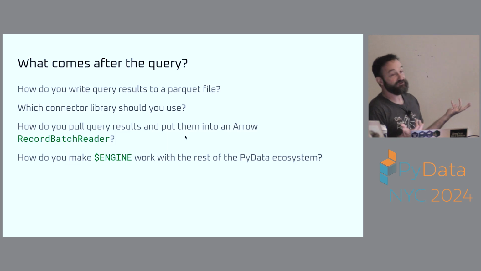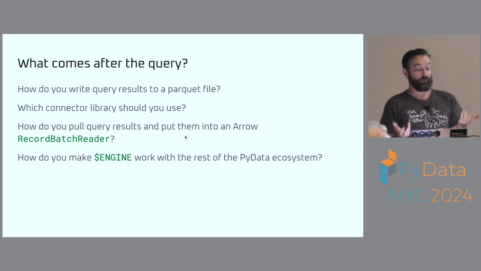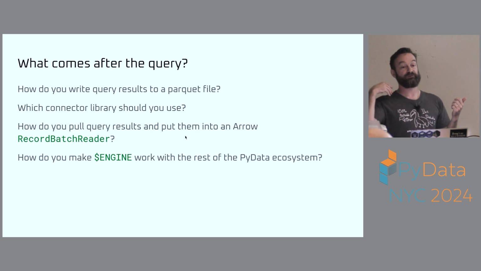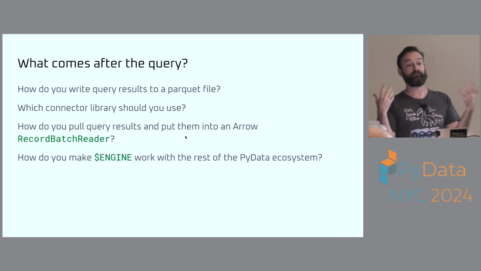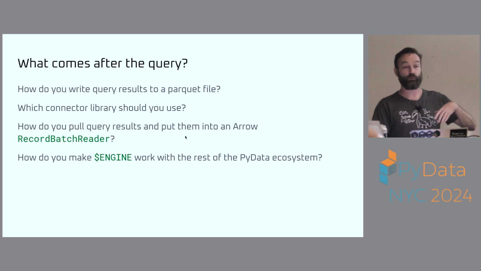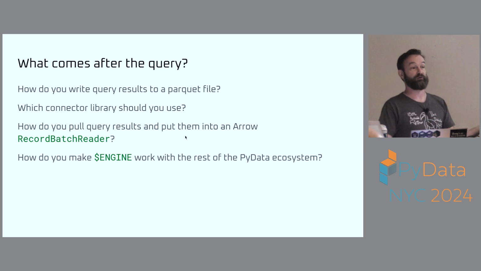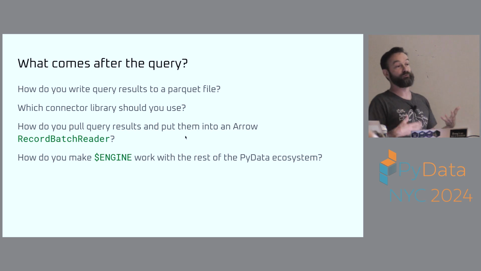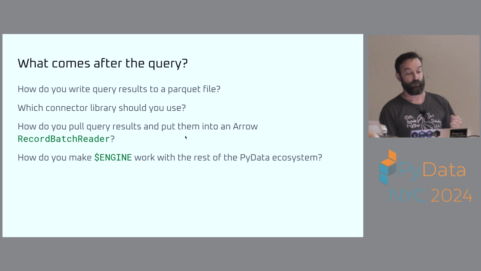And then there's other questions, like what comes after the query, right? How do you write the query results to a Parquet file? What connector library should you be using? How do you pull query results and put them into an Arrow record batch reader because you want to stream them somewhere else? How do you make whatever engine you are using, or that you have to use because of job or data, work with the rest of the PyData ecosystem?